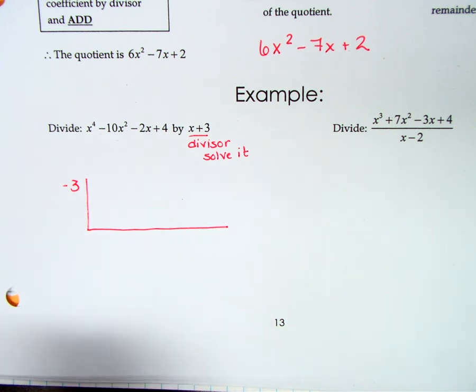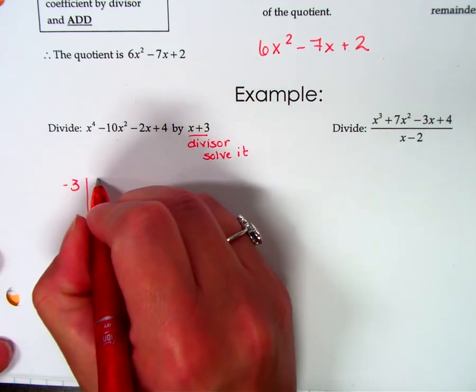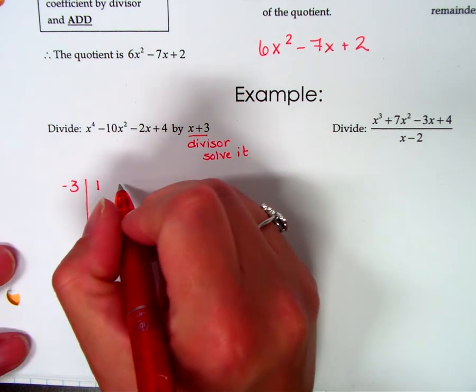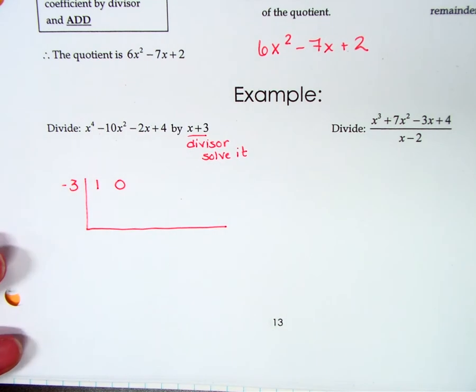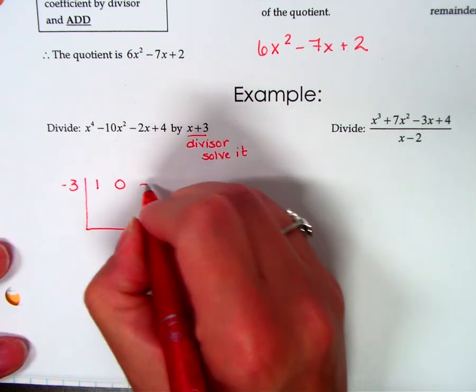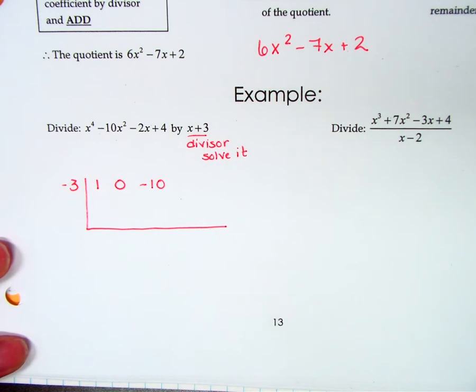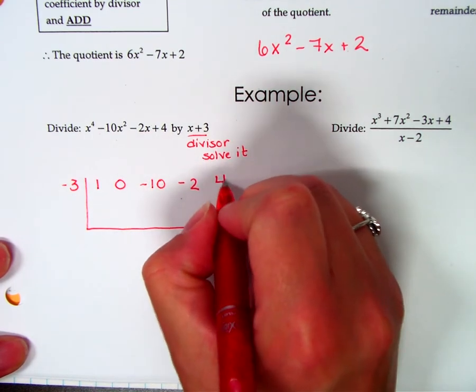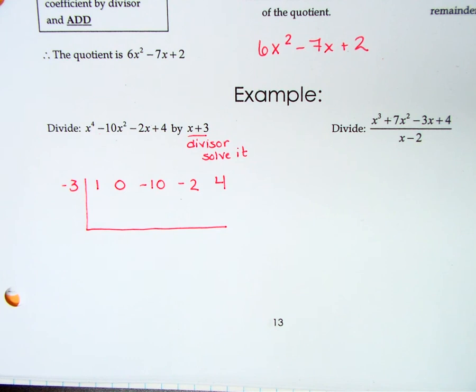Okay, so when you put these in, my coefficient on the x to the 4 is 1. How many x cubes do I have? 0. What's my coefficient on the x squared? -10. And then the coefficient on the x? -2. Constant is 4. Okay. We good? So that's the setup. That's all you have to do for the setup.